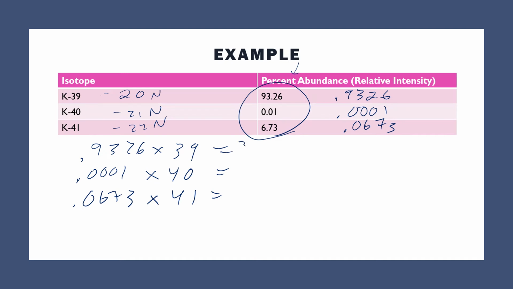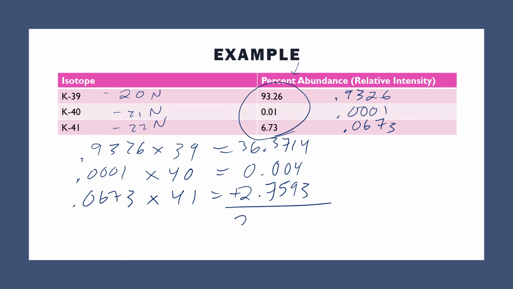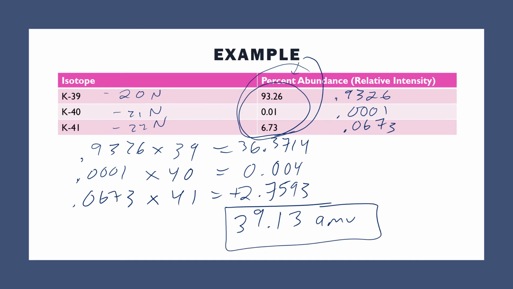And you get 36.3714, 0.004, and 2.7593. And then your last step, you would add them all together. And you get that the weighted average mass is 39.13, and we typically use AMU, our atomic mass unit. So if the sample on Earth has the same abundances as you see here, so the same percentage distribution, then this is the number that would appear on the periodic table.